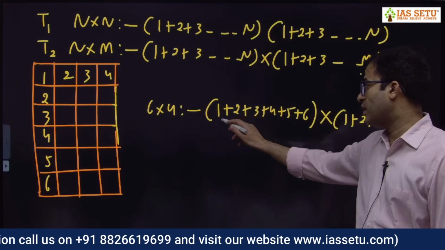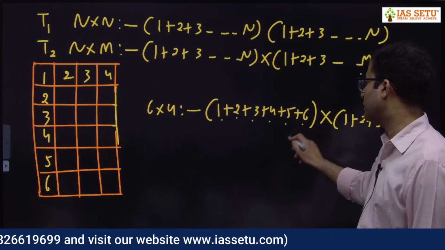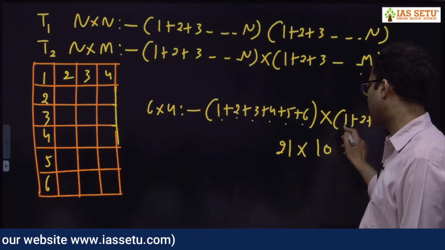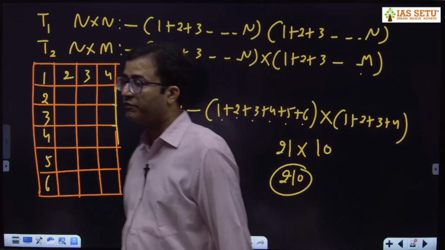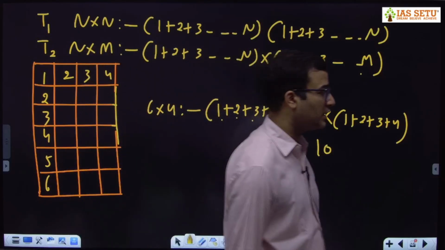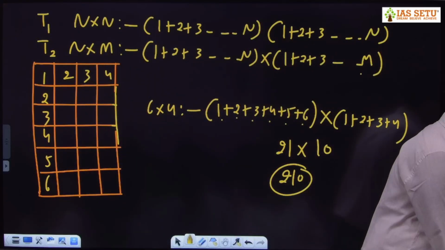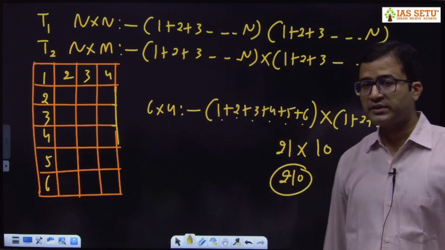So it is 1 plus 2, 3, 6, 10, 15, 21, into 10, which is 210. So in this given figure, how many total rectangles are there? 210. Second question.